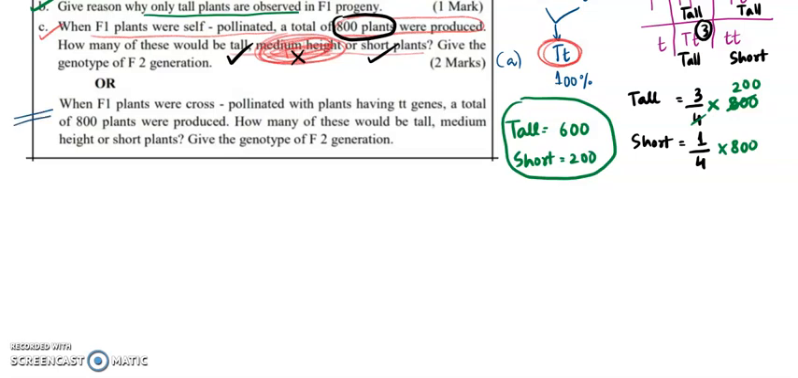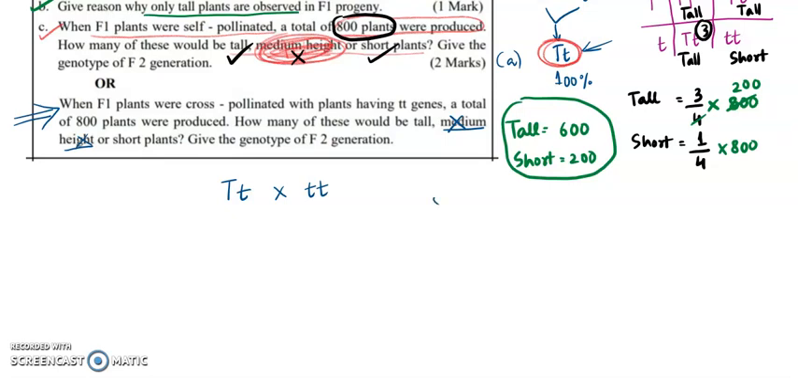The next question, the one given in choice: when F1 plants were cross-pollinated with plants having tt genes, because this was our F1, F1 was capital T, small t, it is crossed with small t, small t. A total of 800 plants were produced. Now you again need to tell how many of them are going to be tall, medium height or short plants. Again, we will not take the case of medium height, because in the question itself they are saying why only tall plants were there. So they are not talking about incomplete dominance here. They have given you a hint. So we are cutting this aspect of the question because the question is on the law of dominance, right?